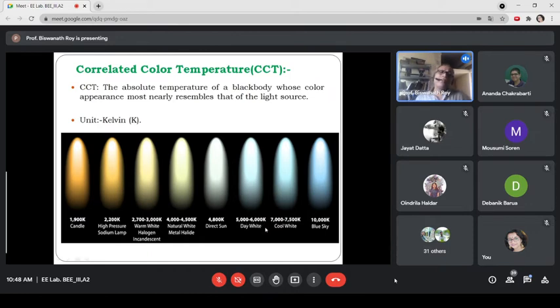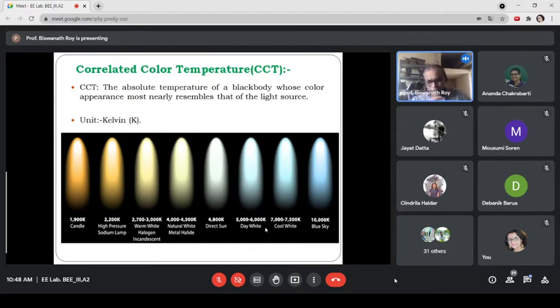So CCT, the correlated color temperature, is actually the temperature of the black body. It is not the temperature of the light source. Not at all. It is not the temperature of the light source. It is the temperature of the black body. But actually, it relates the color emitted by the black body radiator to the color emitted by the lamp.